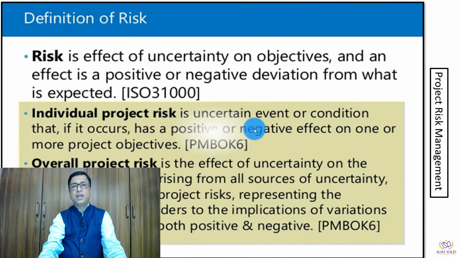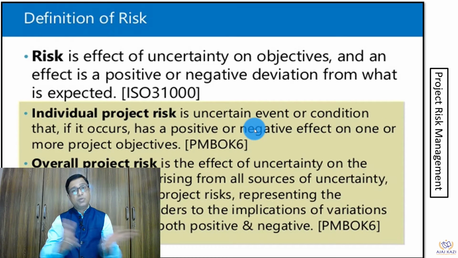What is risk? That is very important because risk is always conceived or perceived as only a negative event. It is not only negative, it has a positive side also. So let us look at the definition. As per ISO 31000, risk is the effect of uncertainty on objectives, and the effect is a positive or negative deviation from what is expected. So please look at the definition very clearly.